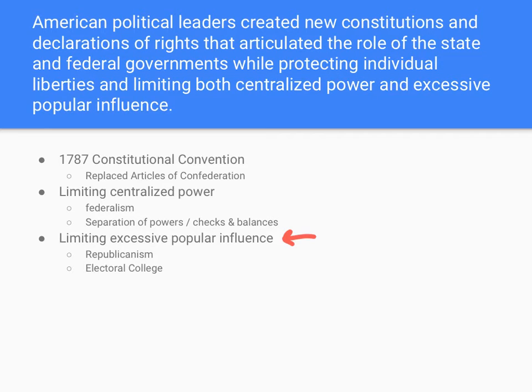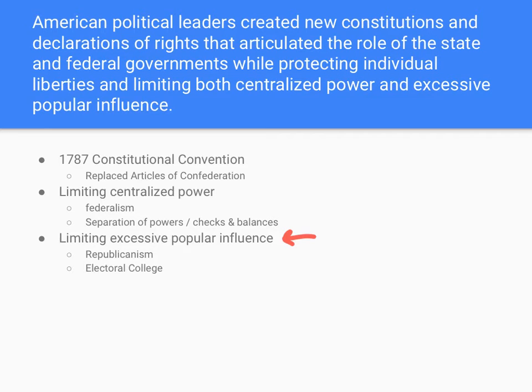And many of our political leaders, our founding fathers who created the Constitution, believed that not every man was capable of making good decisions in the government. So they believed that republicanism would solve that problem of excessive popular influence.